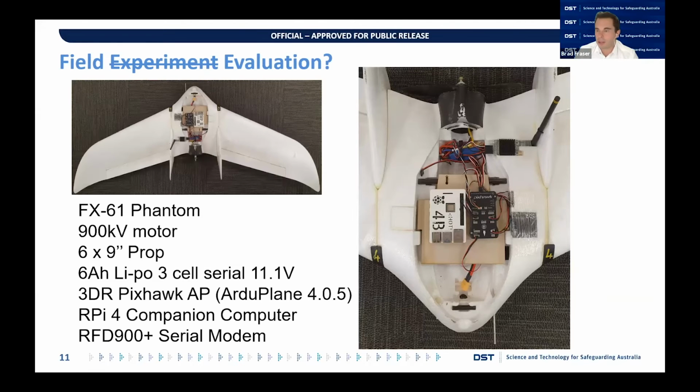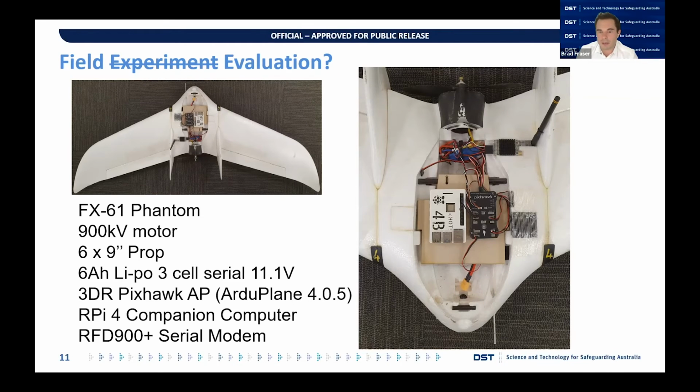Our field experiments, or perhaps evaluation for those that have just watched Peter's keynote, we used a 1.5 metre wingspan FX61 aircraft, so a fixed wing aircraft with 900 kV props and a motor and a 9-inch prop. A 6 amp hour battery, nice and big, provided ample flight time. And again, a 3D Robotics autopilot running ArduPlane controlled the actual aircraft.